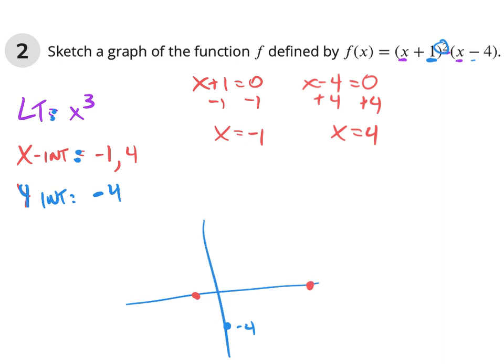So now to graph this, we know it starts low. It doubles back at -1, comes down through 4, and it goes back up. The square tells us it doubles back on itself or rebounds.